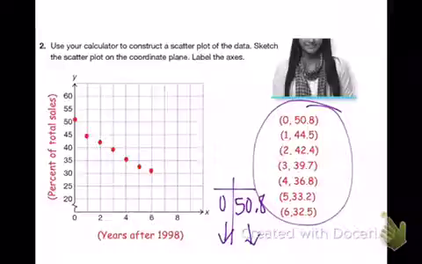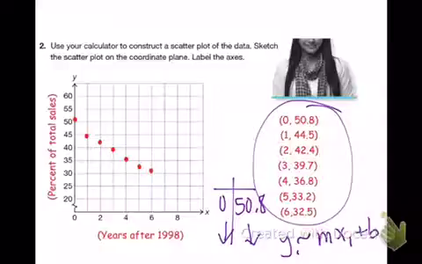Make sure you log them. Then you're going to type in the Y equals, not equals. You want the squiggly, Y1, and then MX1 plus B. So we're going to type this into the Desmos, and it will give you your linear regression line. So go ahead and take care of that.